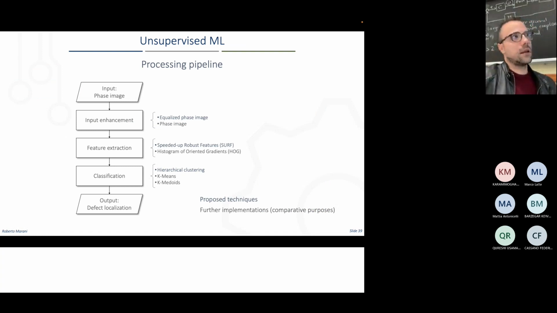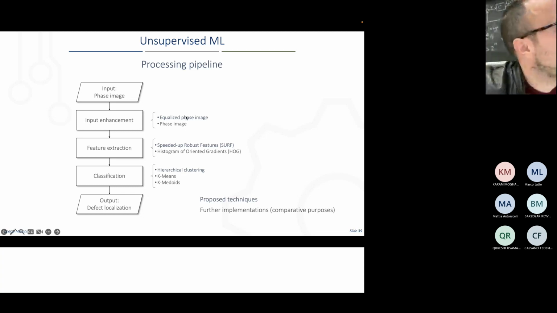So again, with what we have already seen in the MATLAB example, maybe you can take this code and try by yourself to make more analysis like the one that I want to show you now. So start with the input enhancement, and we have seen how to make the equalization of an image, the reason why we do that, and use, for example, phase images. So we will compare results from equalized phase images with the results using just phase images as produced by our experimental setup.